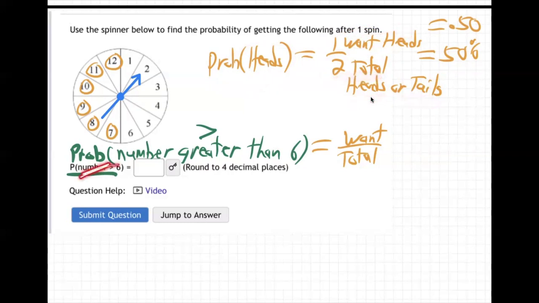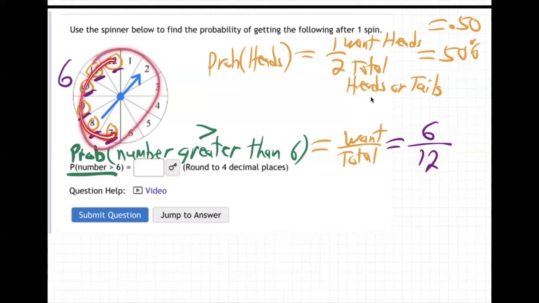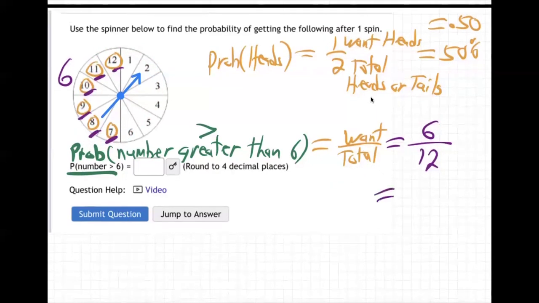So what's the probability of getting a number greater than 6? Well, how many are greater than 6? 7, 8, 9, 10, 11, 12. That's 6 of the results out of 12 total. There are 6 different things we want to happen out of 12 total things that could happen. Divide that on your calculator and you'll get 0.5. That's the answer to this question, 0.5. That's the probability.